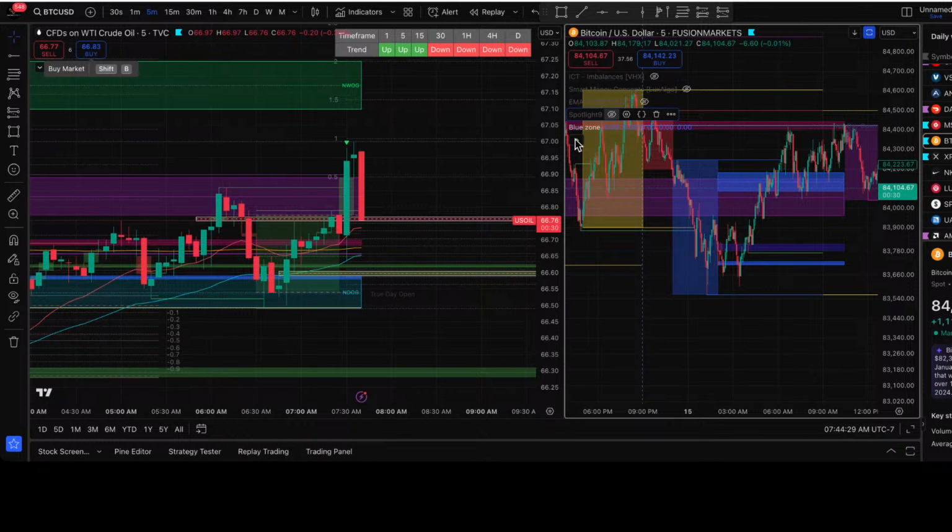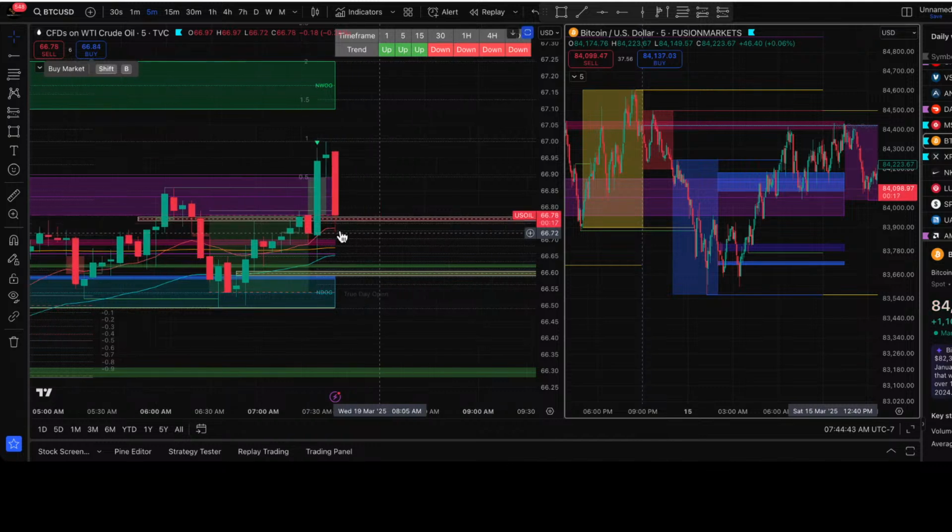Oil is finally doing that retracement we were looking for. We're back in the range. Now we want to see it bounce off one of our key zones. It's bouncing off of the 20 EMA. Let's see if it hits the purple.